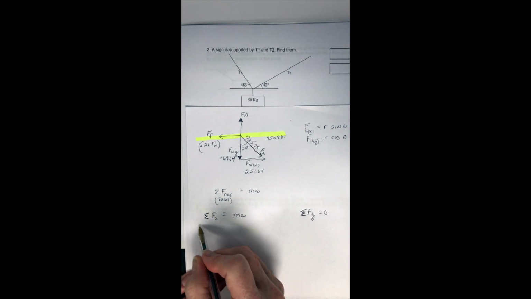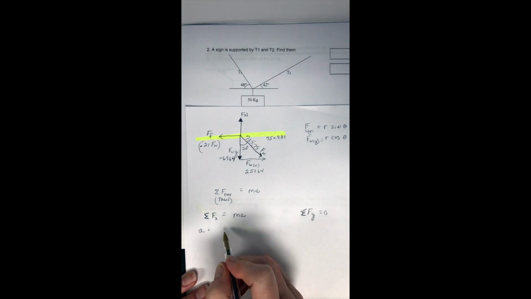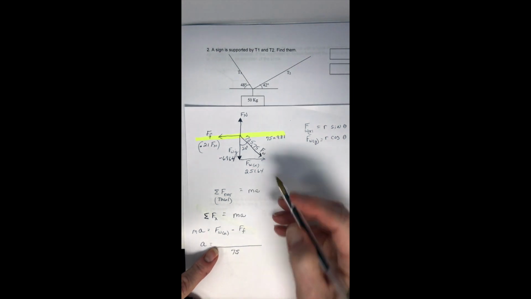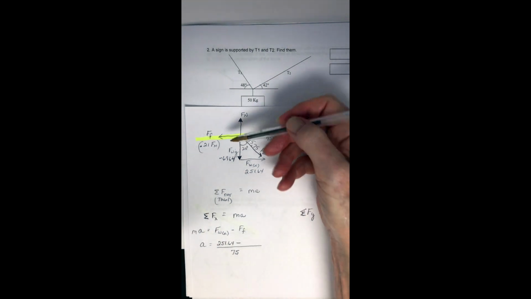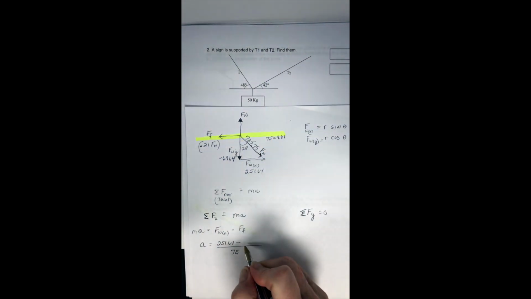So I can say acceleration equals, who are my forces in the x? I have force weight x minus force friction. Okay, I'm going to rearrange it, divide by mass, so it turns out to be this. 75 kilograms is the mass. Force weight x, 251. And force friction, mu Fn, which I calculated, well, I don't have Fn yet.